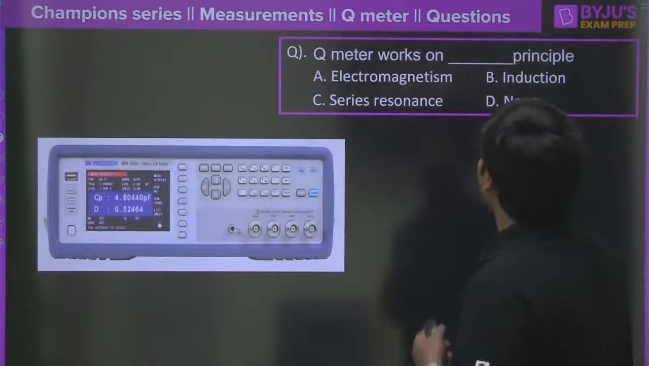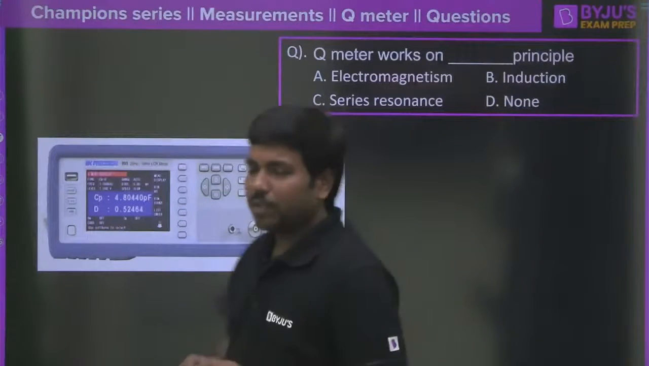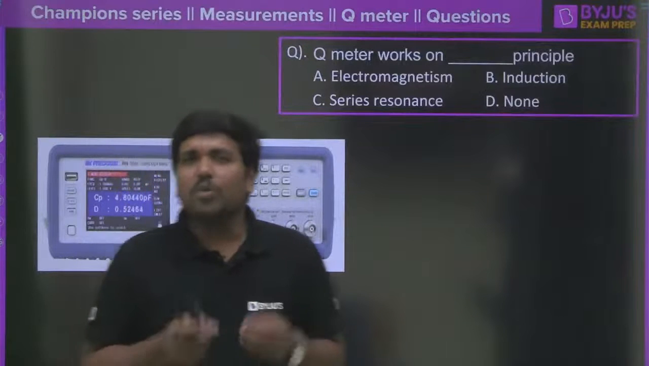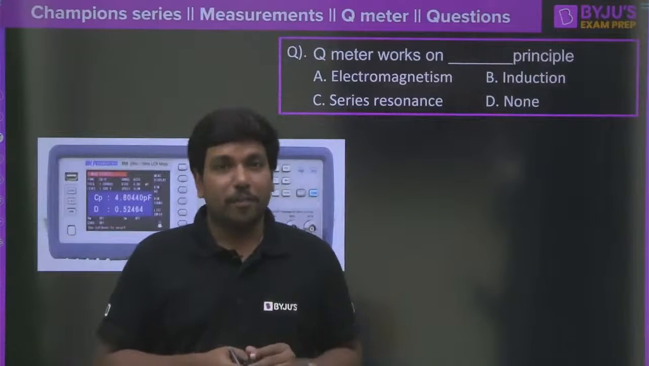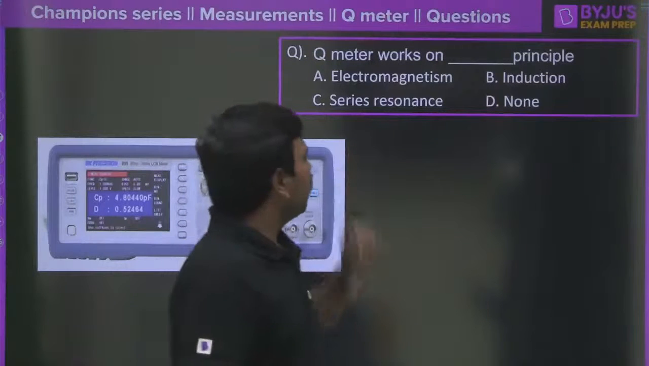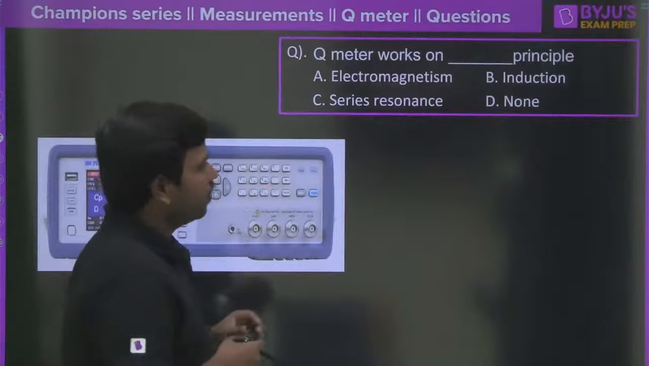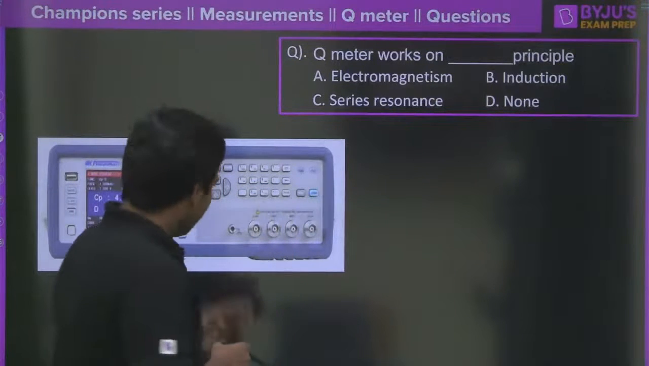So the Q meter works on dash principle. It seems to be a very simple question. I too agree with that, because most of the students can answer immediately. But my intention is to explain the concept behind this, right? So there are 4 options. One is electromagnetism, second is induction, third is series resonance, and fourth is none of the above.